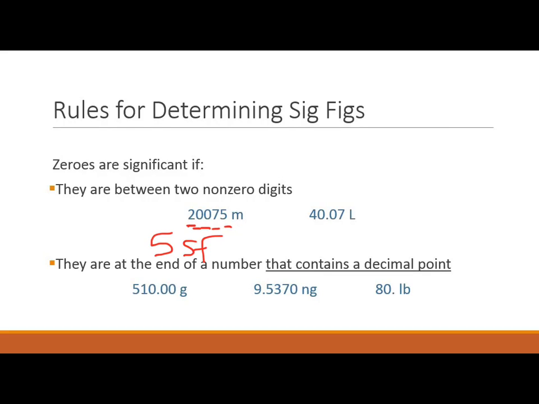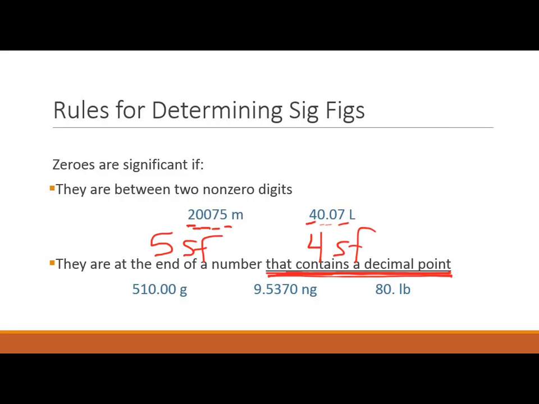All right, on this next one, it doesn't even matter that there's a decimal point in there. We have a 4 and a 7 that are significant, and then the 2 zeros in the middle are also significant. So 4 sig figs. The next one has an important note at the end of it. Zeros are significant at the end of a number if that number contains a decimal point. That's important because you'll notice on the other one, if it doesn't contain a decimal point, it's not significant.